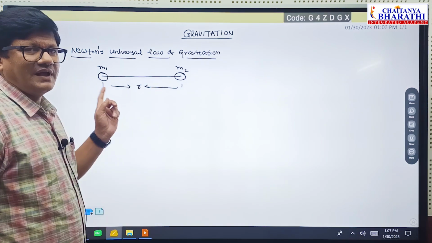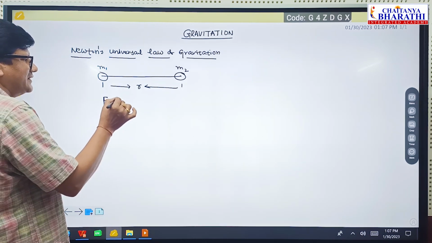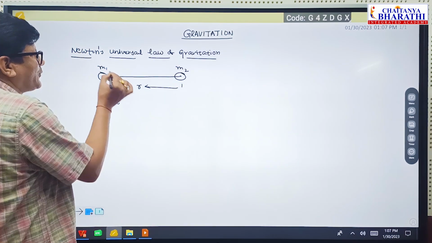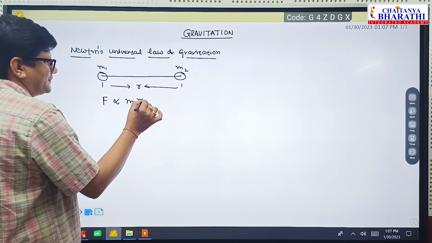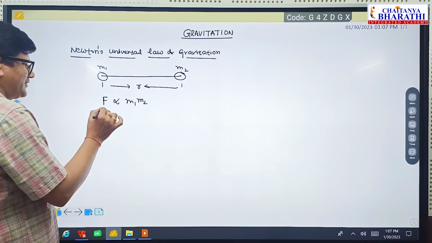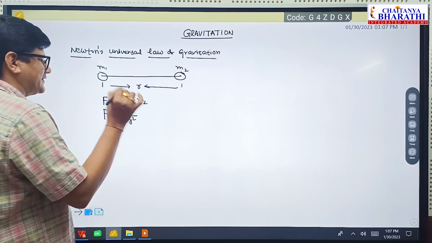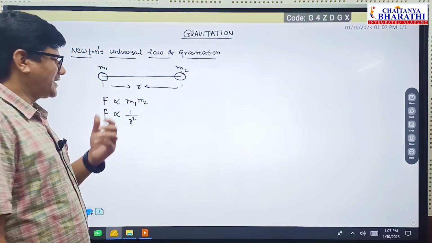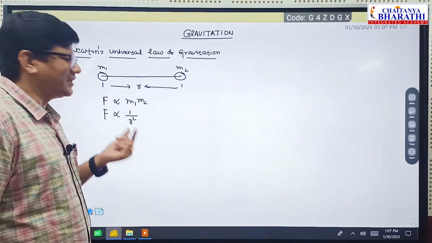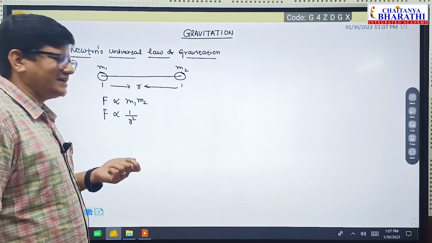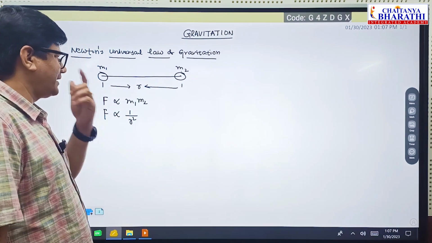This force is an attractive force, and this attractive force is directly proportional to the product of their masses m1 and m2, and this force is inversely proportional to the square of the distance. If you go for higher classes, why is this force inversely proportional to r square, why is it not inversely proportional to r? For that we discuss in higher classes, sir.